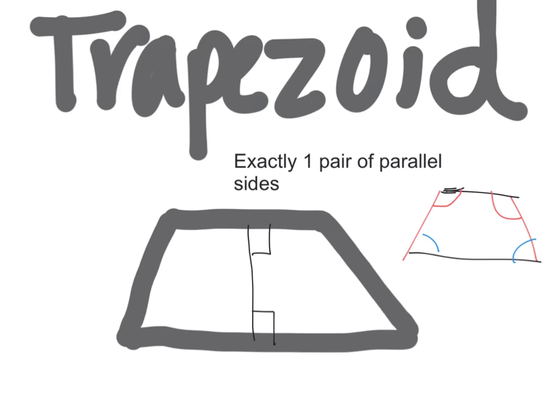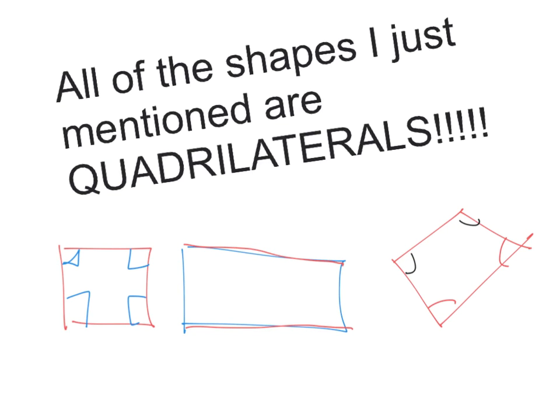I wonder if I can draw. As you can see, these two sides right here are parallel, and these two sides right here are parallel, and because of that, you'll see that these angles are the same, and these angles right here are the same. Excuse my beautiful drawing. The main point that I want you to understand is that all of the shapes I just mentioned are quadrilaterals. It doesn't matter if it's a trapezoid or a square, they're all quadrilaterals because a quadrilateral just means that it has four sides.